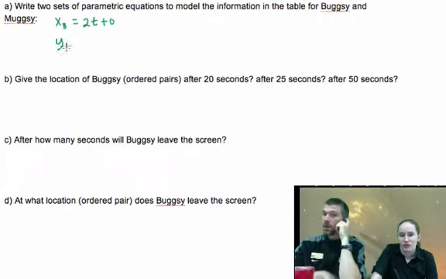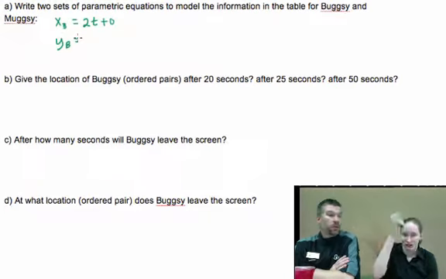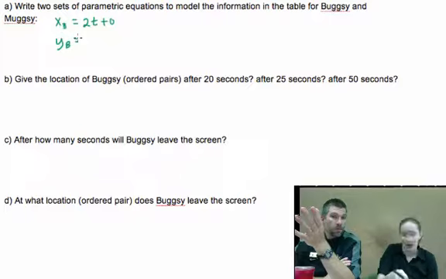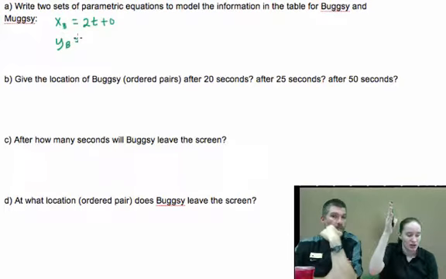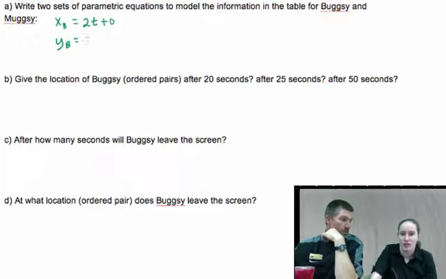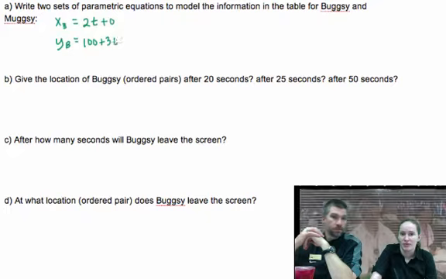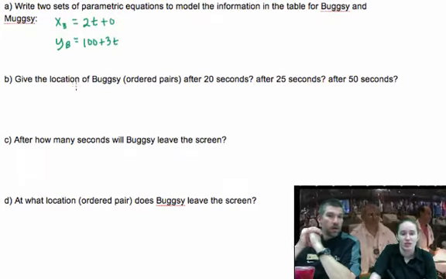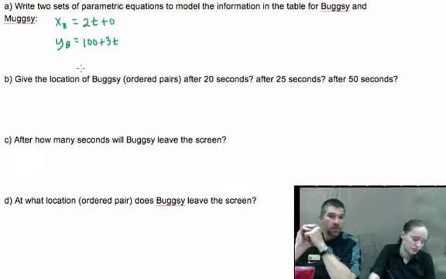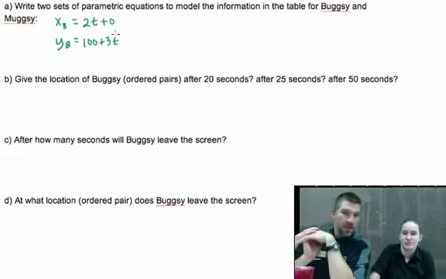Okay. And so that's helpful for YB, because for Y we've got the same T column, 0 through 5, and then the Y column starts at 100 and goes up 3 every time. So it's going to be 100 plus 3 every time we move. And so every time that I add a second, I should be adding 3. Right. So there's the Bugsy parametric equation right there.